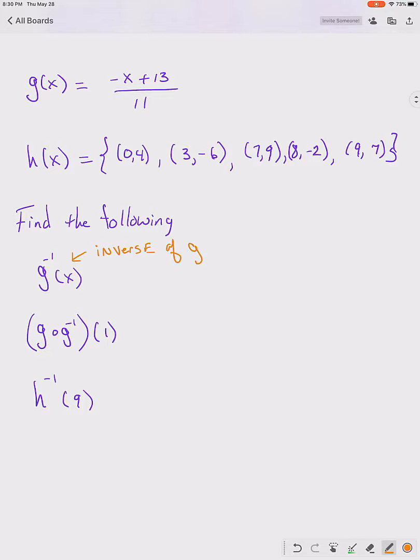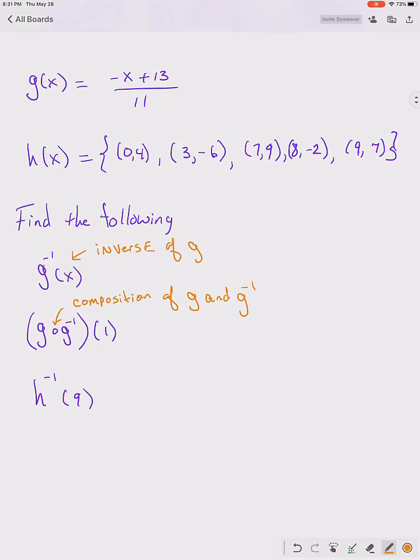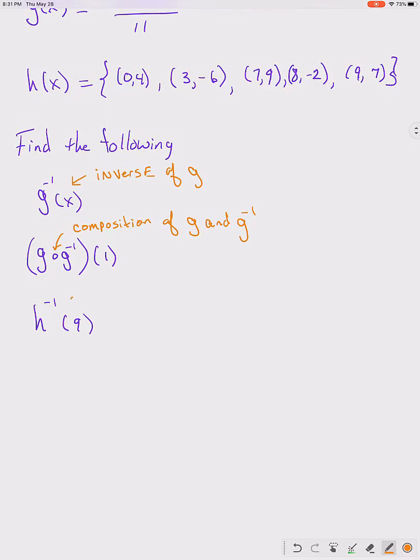And then we're asked to find the composition of g and g inverse. So this little circle dot in the middle is called the composition of g and g inverse. And then finally, we're asked to find h inverse of 9.